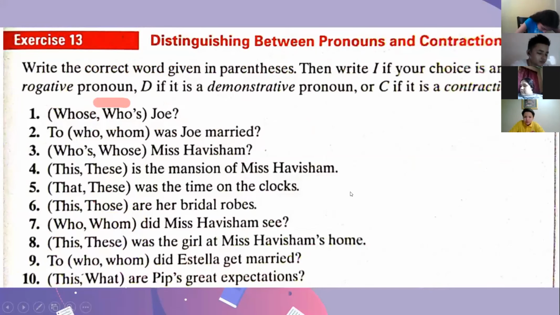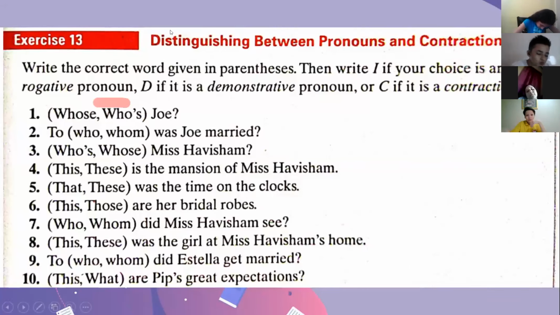This is the other part, and in this one we're gonna write. We have 8 more minutes, so we're gonna write the correct word that is given in parentheses. And we're gonna write the letter I if your choice is interrogative pronoun, or the letter D if it's a demonstrative pronoun, okay? Now you don't need to highlight anything, you need to write down.